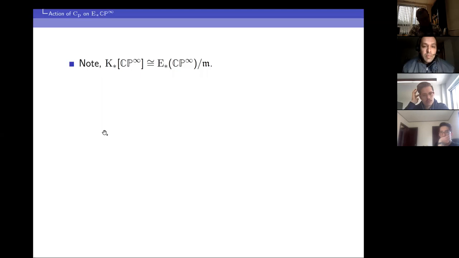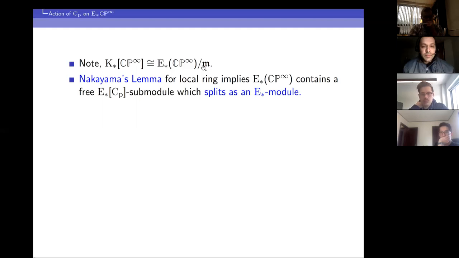Now, remember that K star CP is actually E star CP mod the maximal ideal. And E star is a local ring. So you can apply Nakayama's lemma to actually get a basis for the free part. So what you learn here is that it contains a free infinitely generated E star CP submodule, which splits as an E star module. Okay.